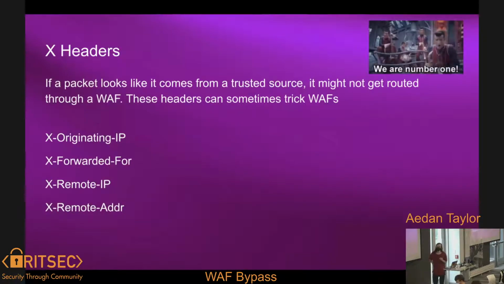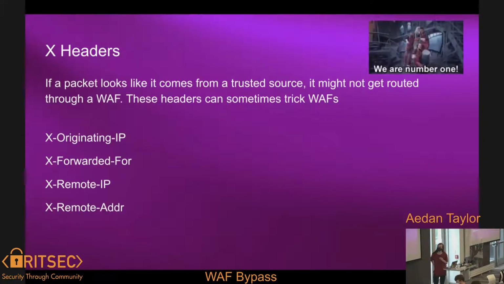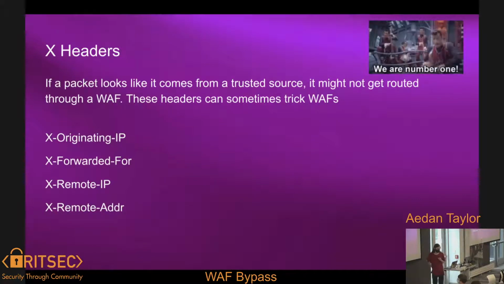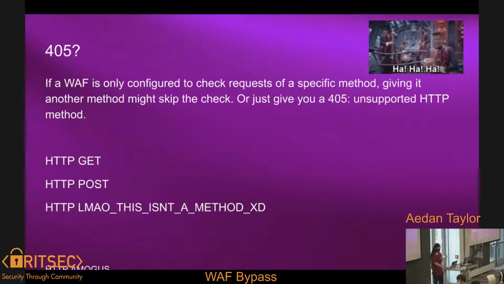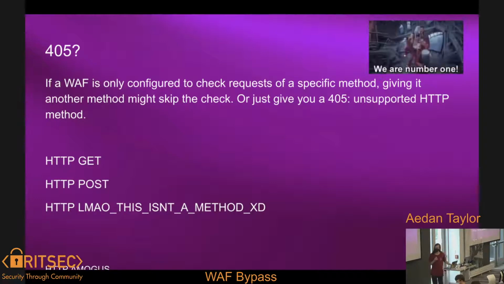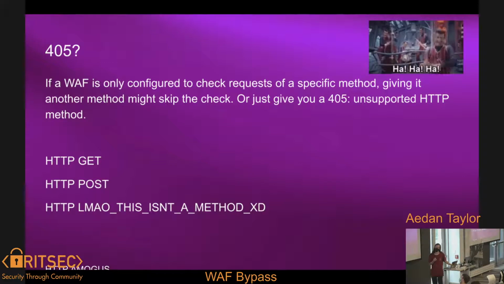We can trick the WAF into thinking that the data is coming from somewhere other than where it's actually coming from by using headers. This is one that I thought was rather interesting. We can give the WAF something that is not an actual method, and depending on how it interprets that, it might skip it.